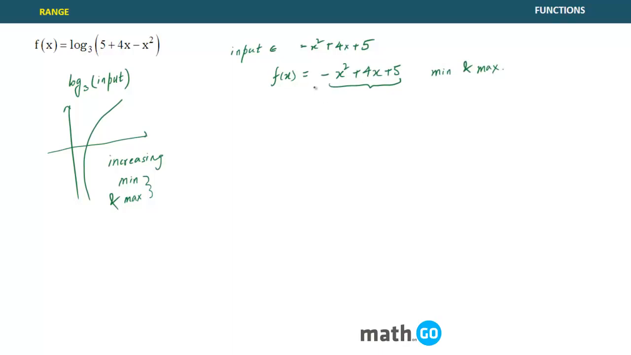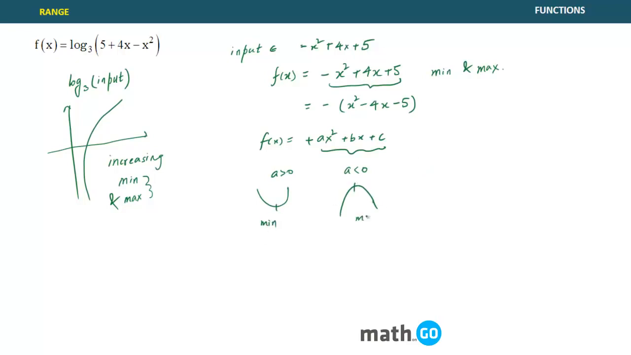So can you easily tell me what it could be? For the quadratic, if I take minus common, this becomes x square minus 4x minus 5. Or let's say I am solving for ax square plus bx plus c. You know that if a is greater than 0, it's an upward parabola, and when a is less than 0, then it's a downward parabola. Just revise the quadratic class. Here you will get the minimum value, and in this case you will get the maximum value.